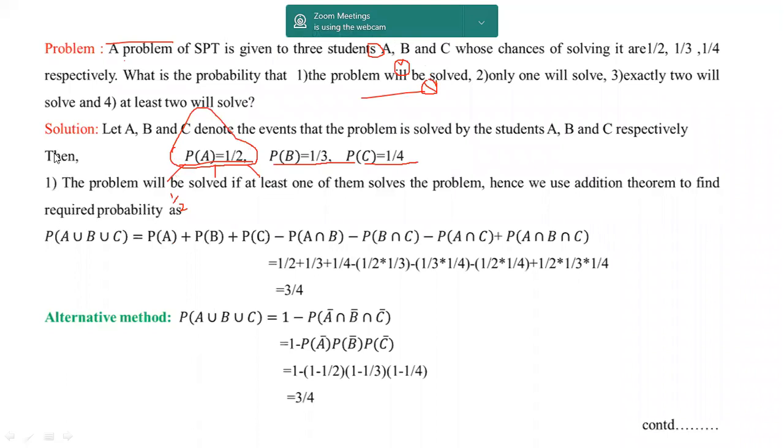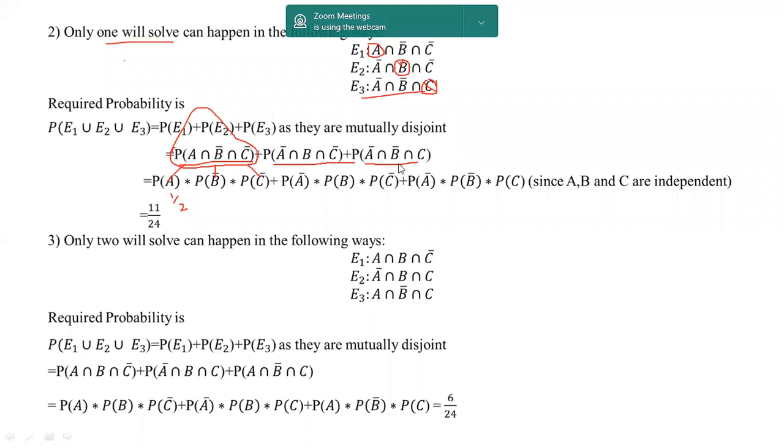So in the previous question, B complement is 2 by 3 and C complement is 3 by 4. Substitute those values and after simplification, we are getting the answer 11 by 24. And in the third question, they asked any two of the students solving the problem. In event 1, A and B are solving, C is not. In event 2, A is not solving, but B and C are jointly solving the problem. Similarly, E3 is A and C jointly solving, but B is not solving.